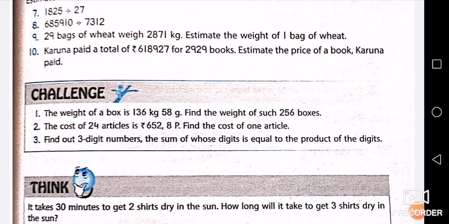Now in this question number 10, the total number of books is 2,929. The greatest place value is the 1000 place, which is 2. Now we'll see the 100 place, which is 9. We will round off to the greatest 1000 place, that is 2. Now 1 will be added on the 1000 place. Just tell me why.